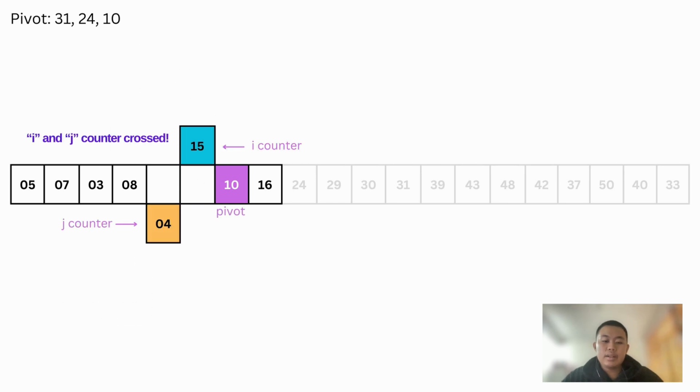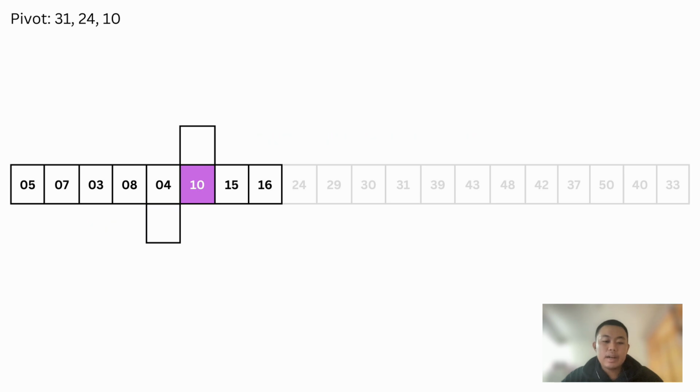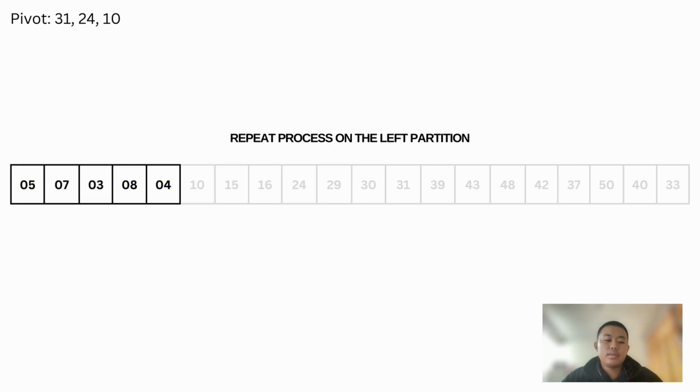Now the I and J counter have crossed, so now we would have to swap the I counter with the pivot. And then place the J counter to the left of the pivot. So now we've created a new partition.